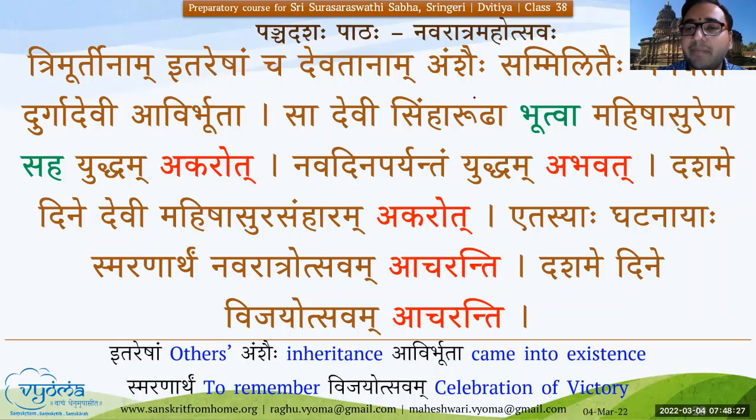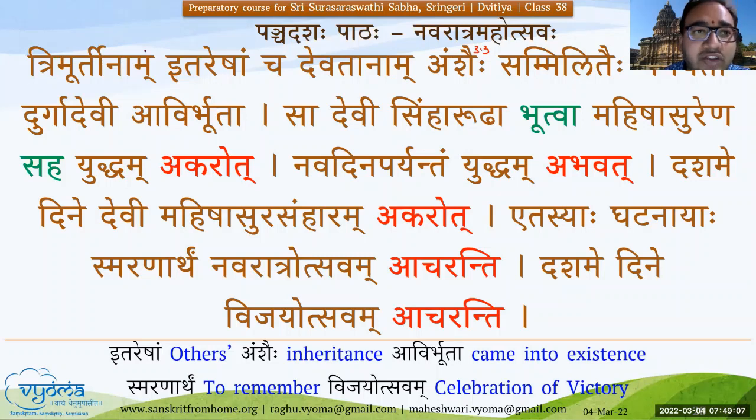Amshaihi Sammilitaihi, both of these are in Tritya Vibhakti Bahuvachanam. Trimurtinam Amshaihi Itaresham Cha Devanam. Itaresham, that is others, not just these three: Brahma, Vishnu, Maheshwara, Indra, Agni, Vayu, Surya, Yama, etc. As I mentioned, if we go through this Durga Saptashati, it tells what particular characteristic from which God was used to bring Durga Devi into existence.